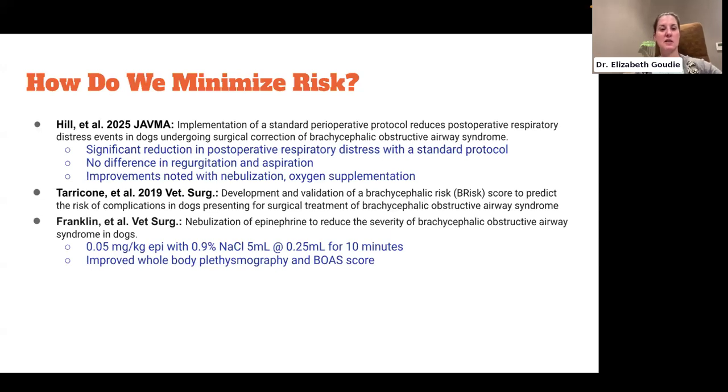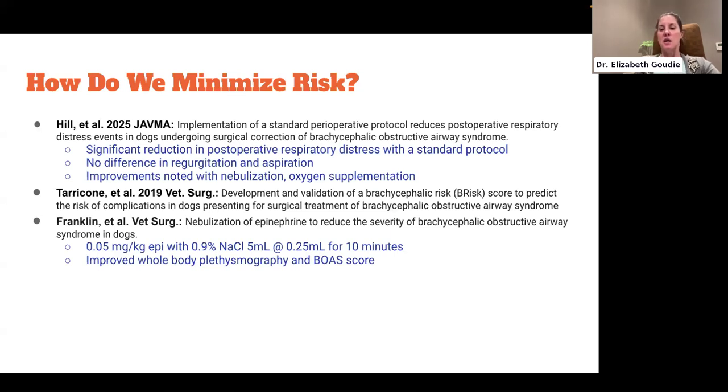So how do we minimize risk? A few of the more recent articles that have come out, this one from 2025 from JAVMA, I thought was a really elegant study. It was really nicely done. I would have loved to have a few more patients, but they did a really nice job. It was a pretty big N, I'm sorry, for this group.